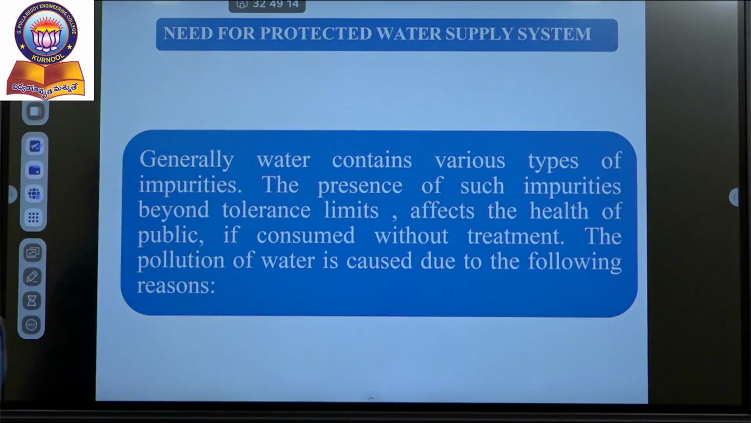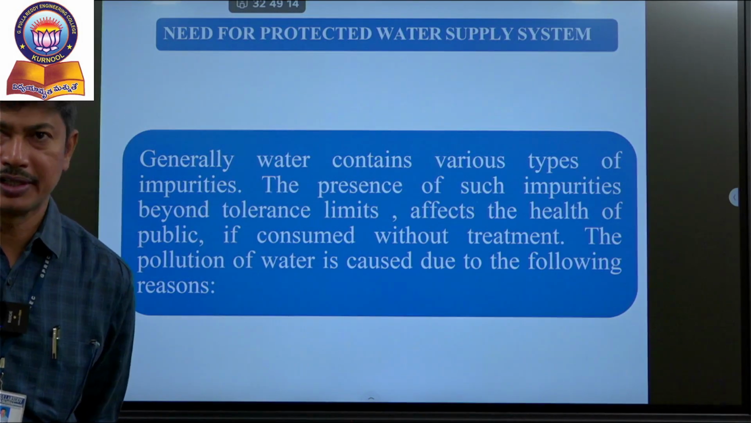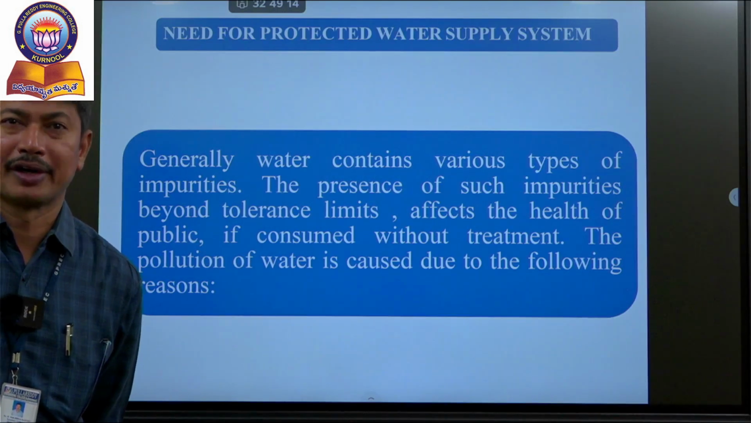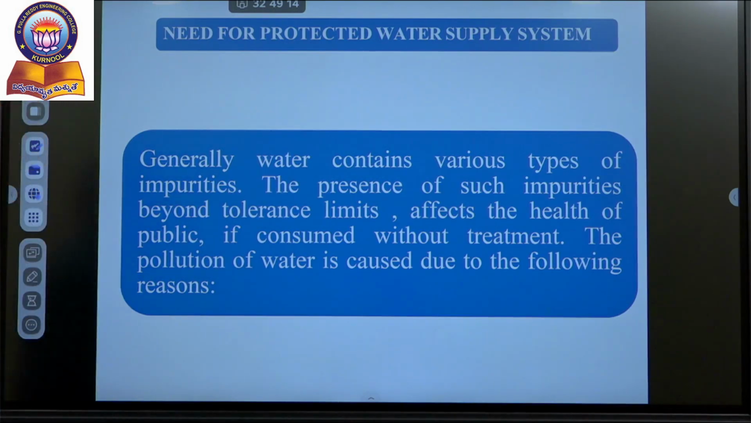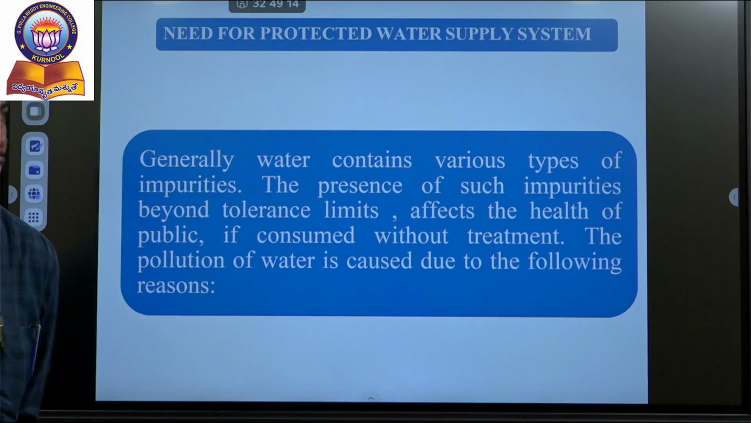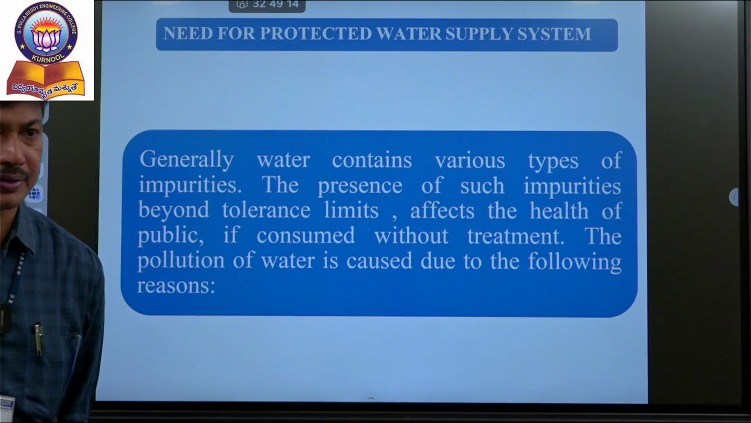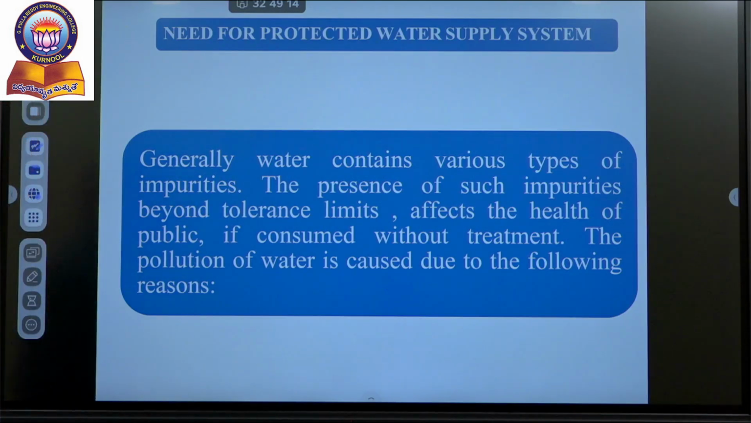So, the need for a protected water supply system. What is the need to supply protected public water? Because if not treated, water generally contains various types of impurities. The presence of impurities in water beyond the tolerance limits may affect the health of the public if consumed without any treatment.